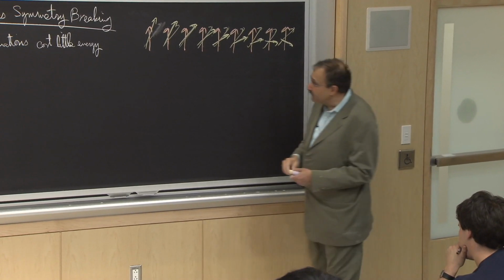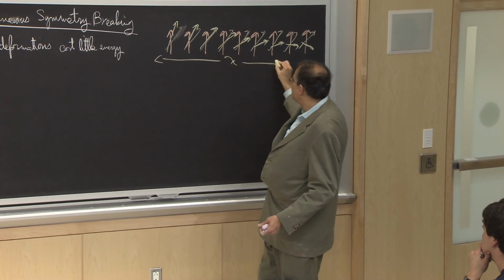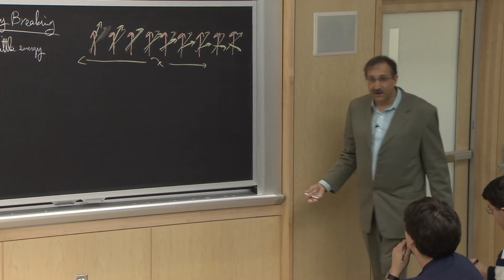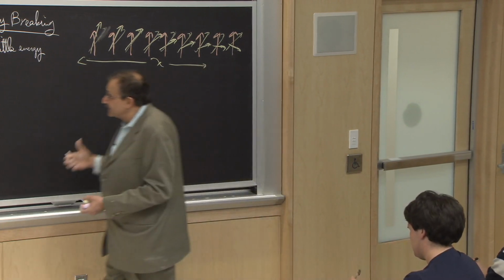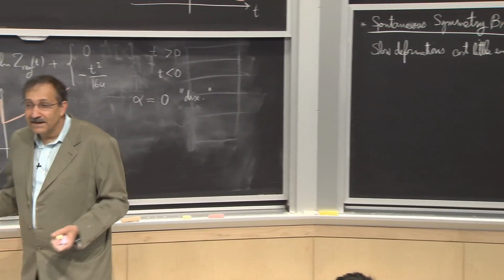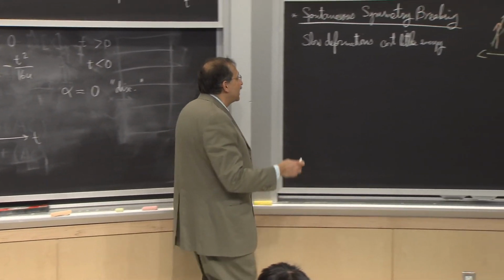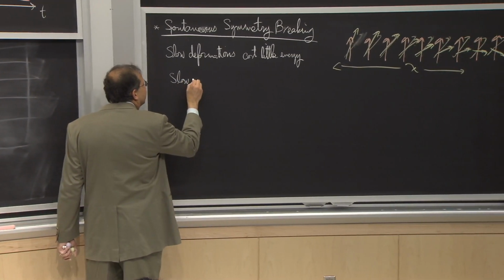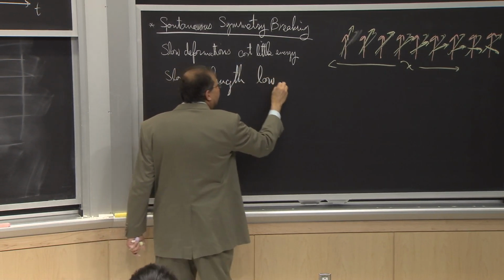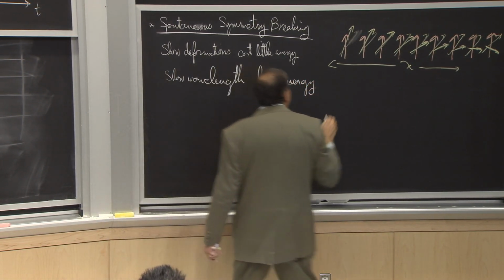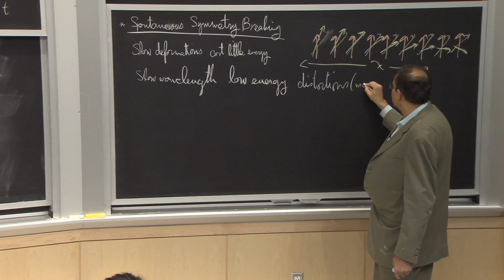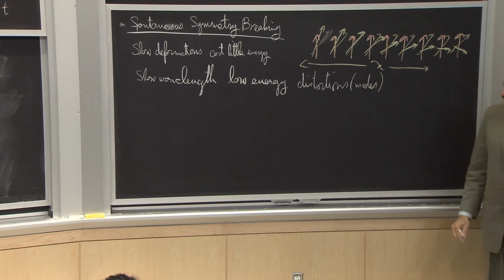Then in the limit where the wavelength of this deformation becomes of the order of the size of your system, you should have no energy cost. And it makes sense that in the limit where you have long wavelengths, you should have little energy cost. So you should have slow wavelength, low energy distortions or modes, called Goldstone modes.